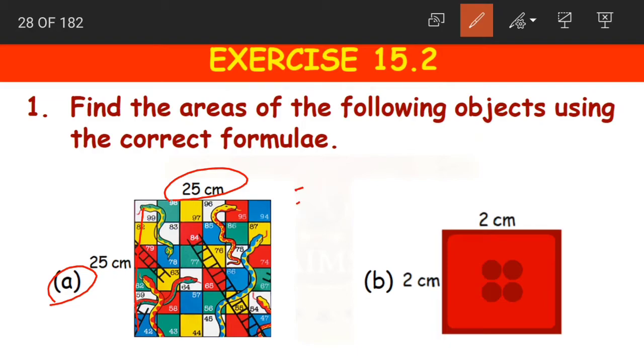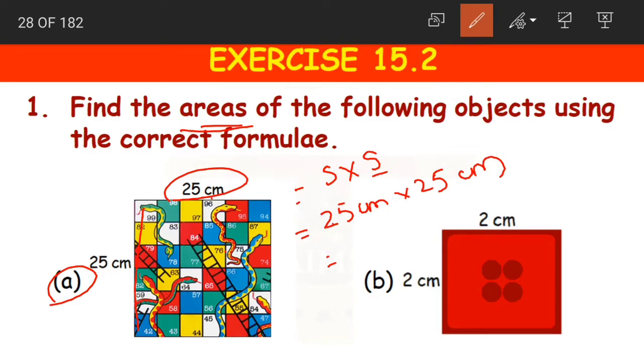For a square which has 4 equal sides, what is the formula to find the area, children? s into s. Now what is the value of s? It is 25 centimeters into 25 centimeters. 25 into 25 is 625. Remember what I have done? I have just multiplied these two numbers. 25 into 25 is equal to 625.